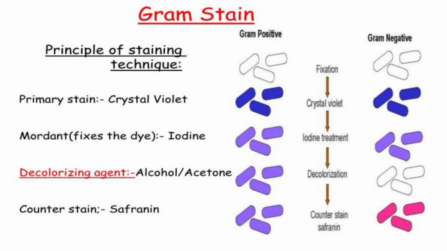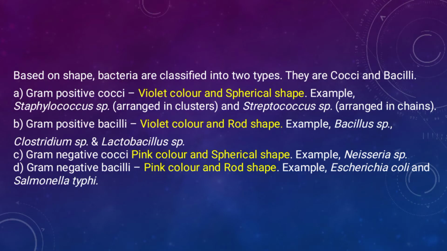There are four types of staining. First one, primary stain, crystal violet, mordant, iodine, decolorizing agent, alcohol, counter stain, safranin. Gram-positive staining appears in violet color and negative in pink color. Based on shape, bacteria are classified into two types. They are cocci and bacilli.